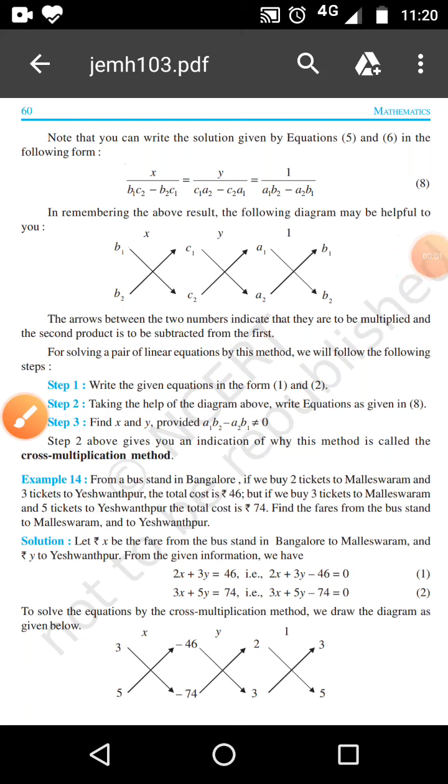Good morning, students. This is Harsnath Shukla, and today I am going to teach class 10th, third chapter, pair of linear equations, and the topic is the cross multiplication method to solve a pair of linear equations in two variables.